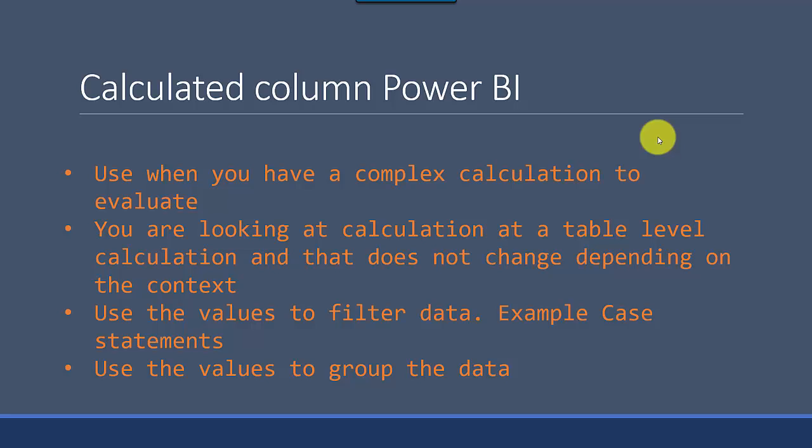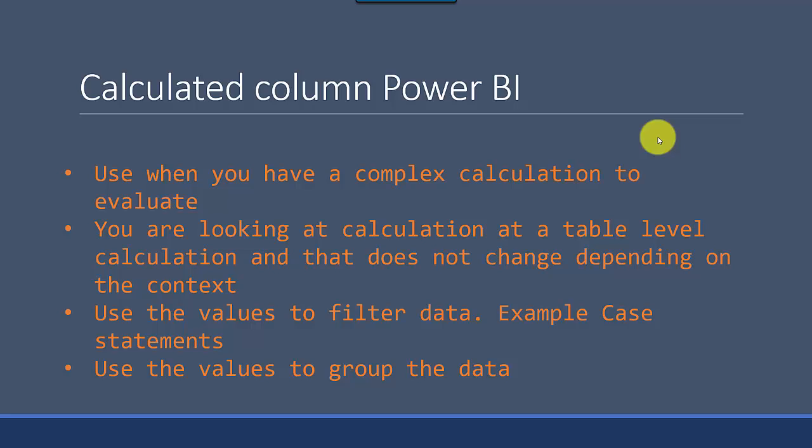But then it also comes with a cost that a lot of that data gets stored, and when the DAX model gets stored in RAM, it can increase the size of your data model and can also slow down your Power BI reports. So there are pros and cons that you need to look at. But essentially, when you've got a really complex calculation is when you would probably go with a materialized column or a column. You're looking at a table level calculation that does not change.